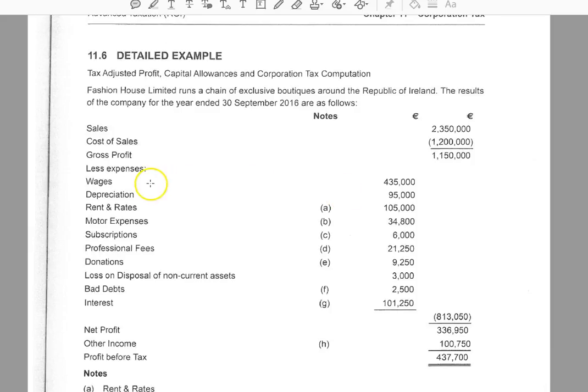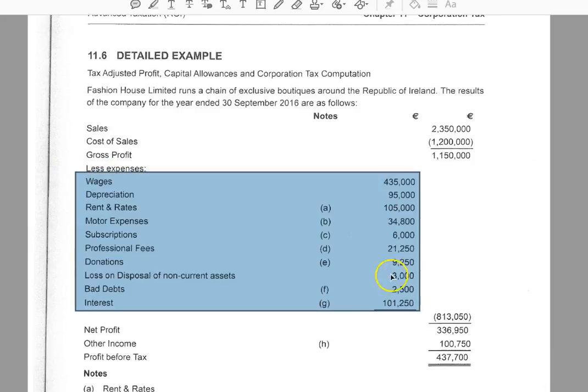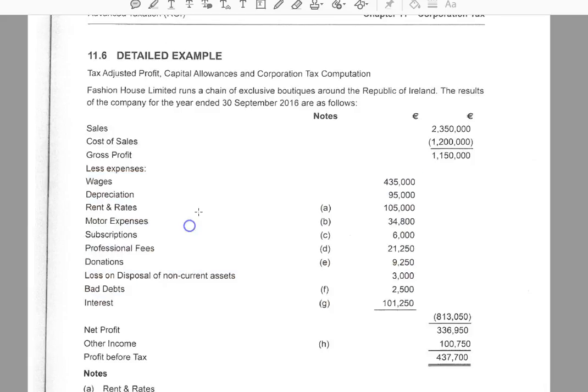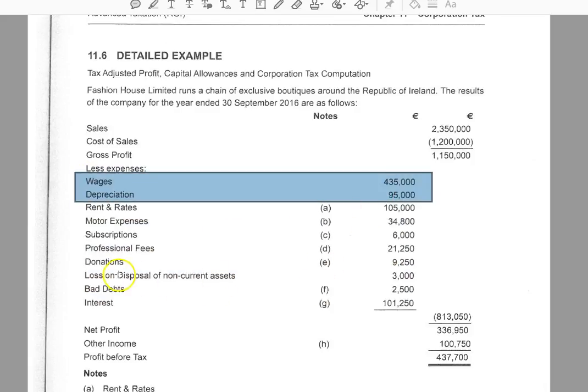The first thing is, all the questions are going to give you a list of expenses, and normally there'll be notes, and then we go down through the notes. But before you go down through the notes, you just look at the ones without notes. So we've got wages and depreciation here, and then loss on disposal of non-current assets. They're the three things, so just do them first.